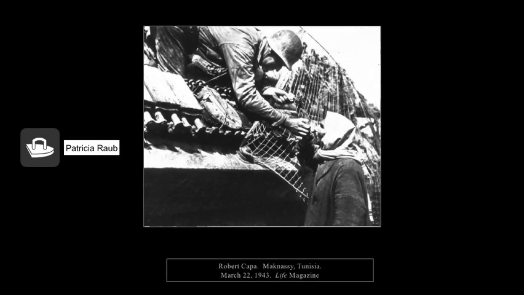Here's another image of a U.S. soldier helping out a civilian, in this case in Tunisia. The visual imagery of American soldiers coming to the assistance of local people was not continued into some later wars, notably the conflict in Vietnam in the 1960s.